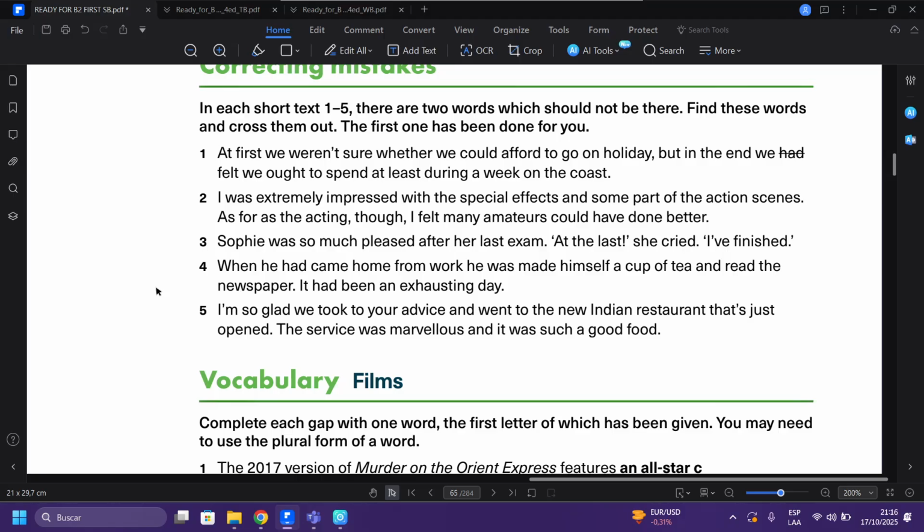At first we weren't sure whether we could afford to go on holiday, but in the end we had felt. That is not necessary, "had", right? It is only "we felt we just ought to spend at least a week on the coast." That is the word that is wrong.